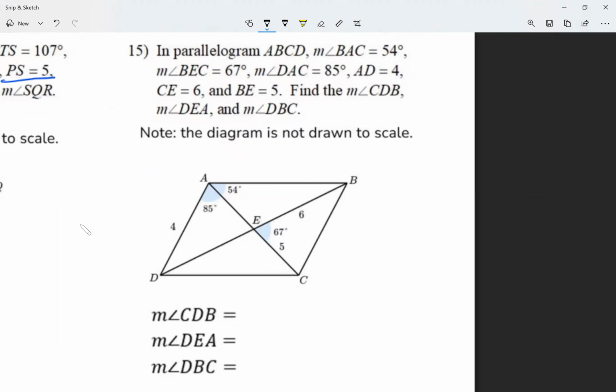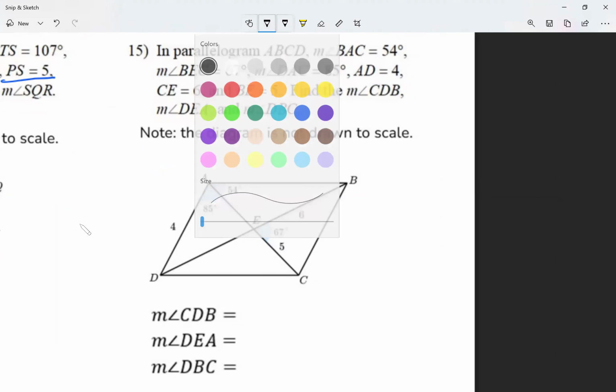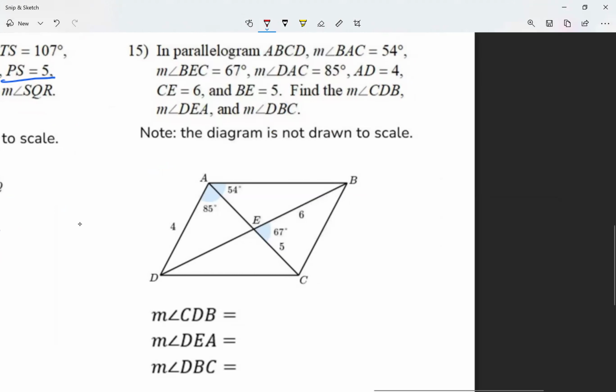Lastly, I'm going to look at question number 15. Let me change this red for angles. In parallelogram ABCD, which is the one we see, angle BAC is 54 degrees. Boom, we see it there. Measurement of angle BEC is 67. Boom, I see it there.